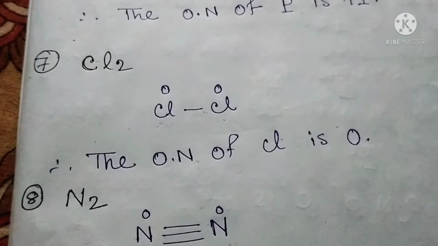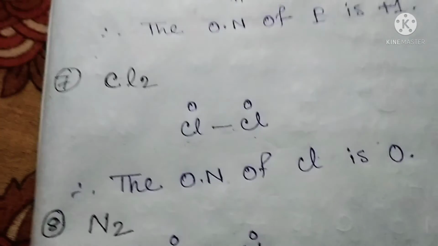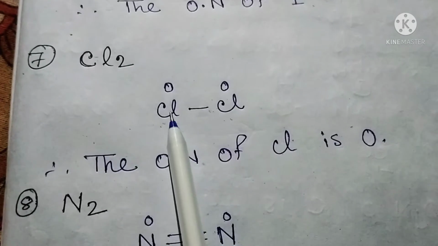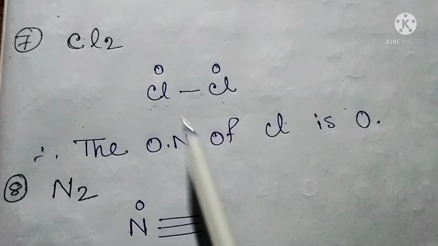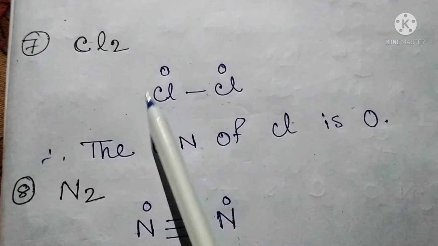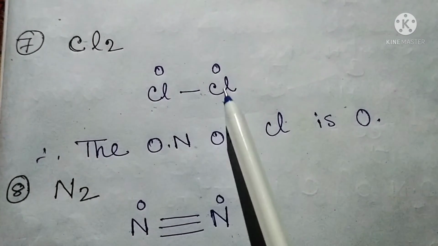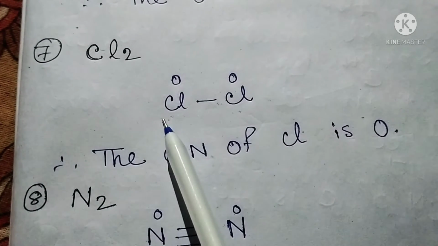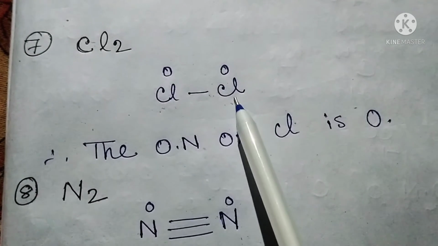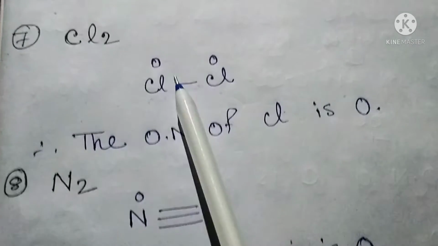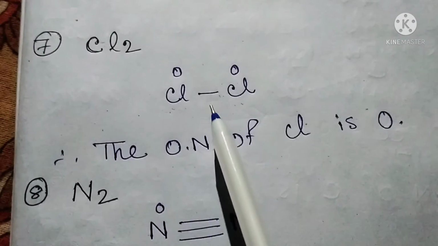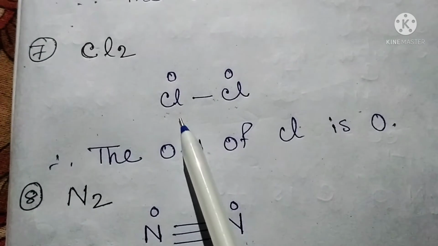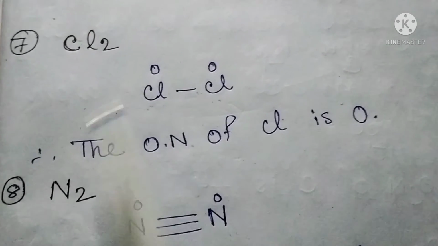Next example is Cl2. So students, at first we draw the structure of Cl2, Cl, Cl. Now what happens here? This is Cl and this is also Cl. So the electronegativity of them are same. So here the oxidation number is 0. Then the oxidation number of chlorine in Cl2 is 0.